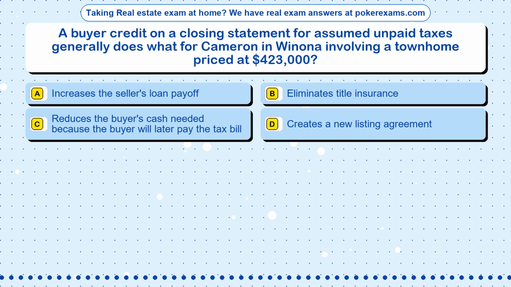Question 47. A buyer credit on a closing statement for assumed unpaid taxes generally does what for Cameron in Winona involving a townhome priced at $423,000? Option A, increases the seller's loan payoff. Option B, eliminates title insurance. Option C, reduces the buyer's cash needed because the buyer will later pay the tax bill. Option D, creates a new listing agreement.